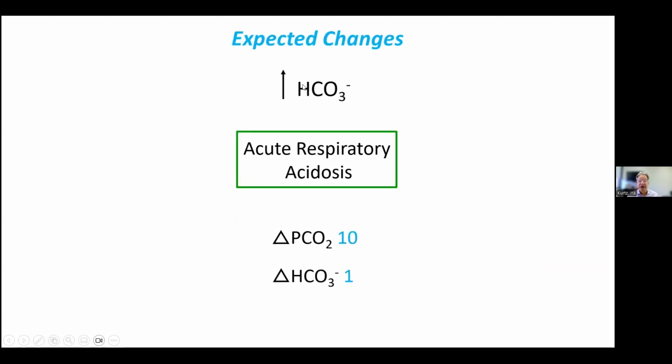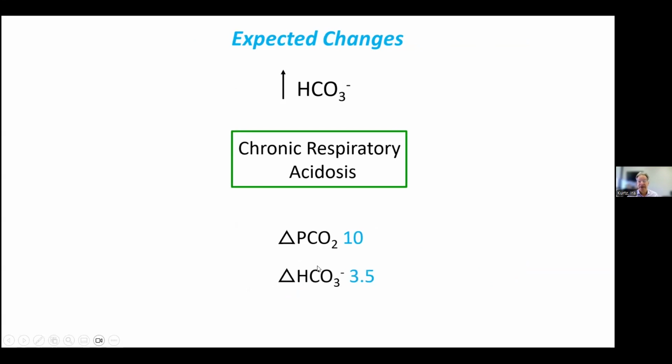So again, if the PCO2 goes up acutely by 10, the bicarb goes up by 1. That's acute respiratory acidosis. And if you wait longer, it'll go up another 2.5 for the same 10 increase. So the total change is 3.5.